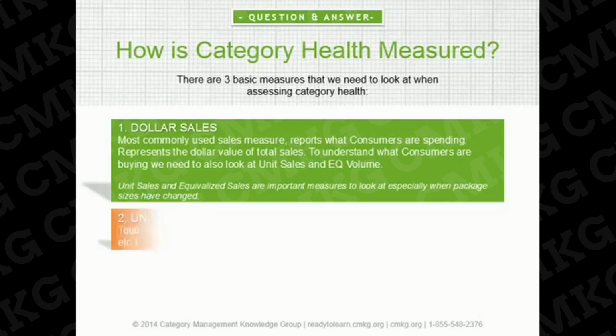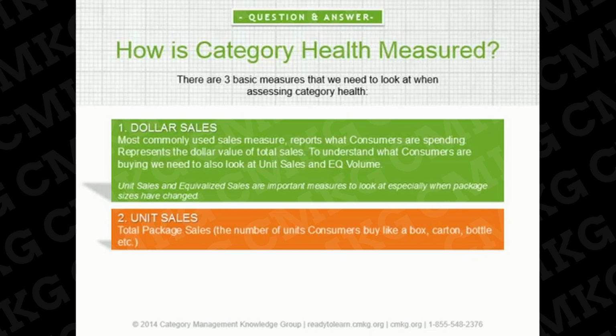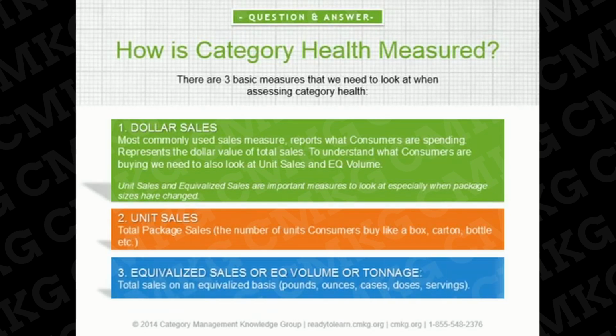The second measure is unit sales, which is the total package sales, or the number of units that consumers buy, like a box, carton, bottle, etc. The final measure is equivalized sales or tonnage, which equivalizes sales based on pounds, ounces, cases, doses, or servings. Let's look at an example of how to compare the percent change across dollars, units, and equivalized volume, and how to interpret different scenarios.